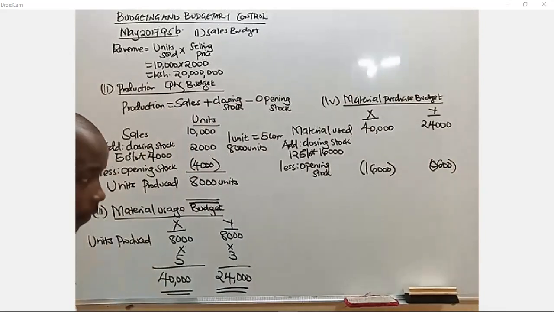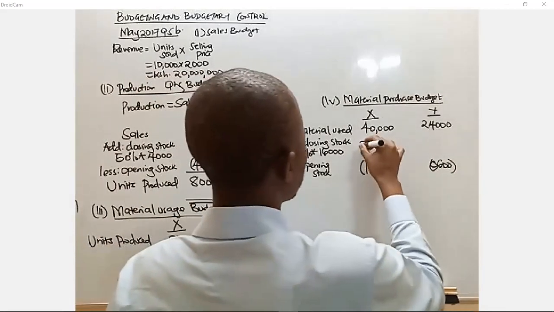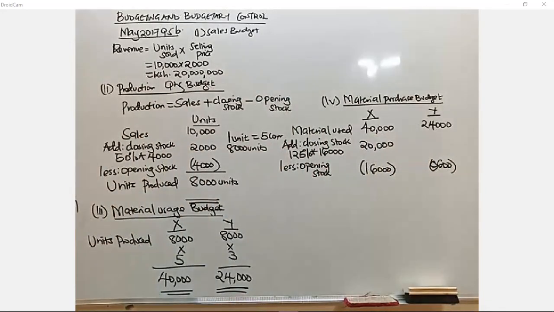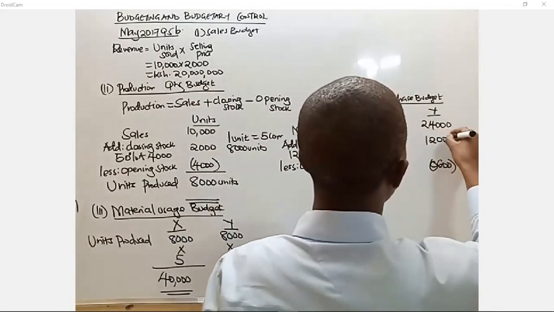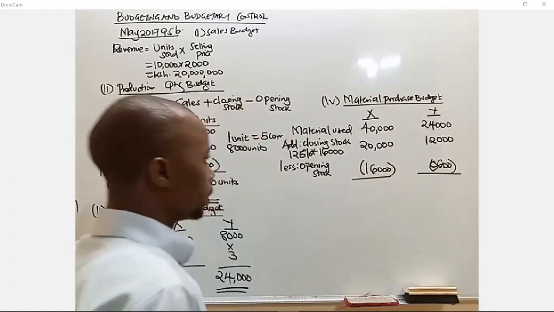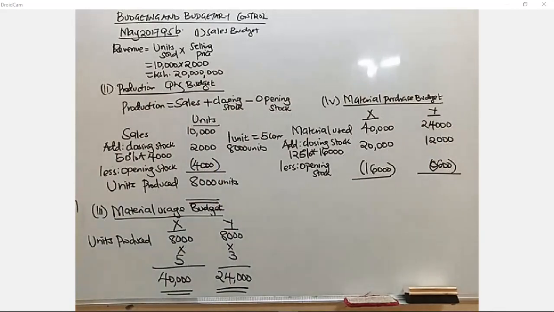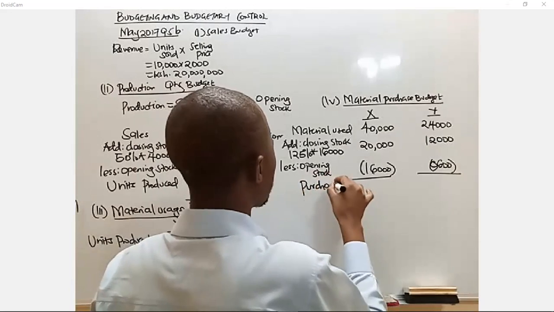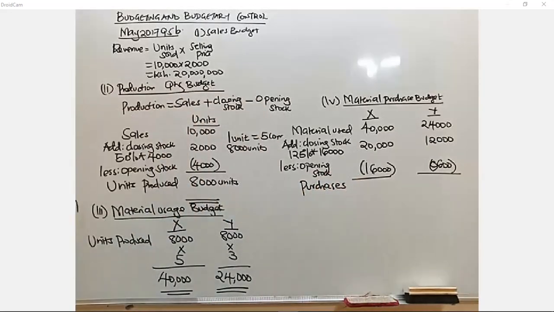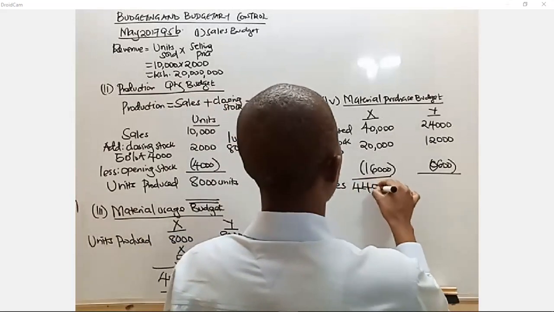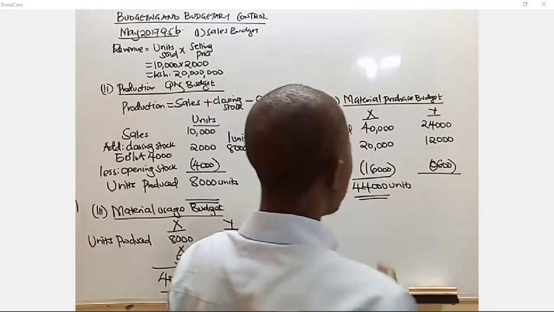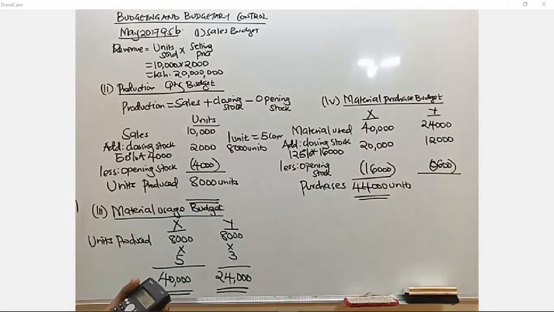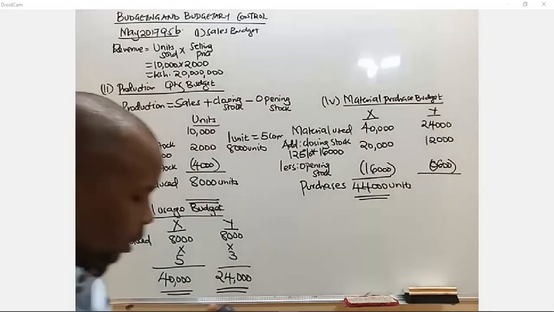9,600, that is okay. So 125% of 16,000 is how much? 1.25 times 16,000. I'm getting 20,000 here. And also 1.25 times 9,600. I'm getting 12,000. So in this case, let us look at our purchases. So it will be 60,000 minus 16,000, getting 44,000 units. Then on the other side, we have 24,000 plus 12,000 minus 9,600. I'm getting 26,400.